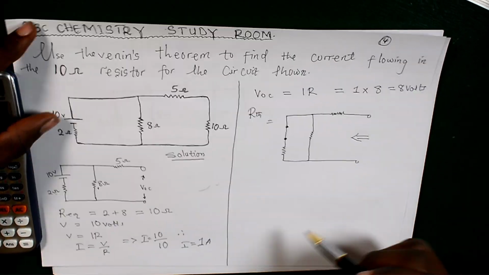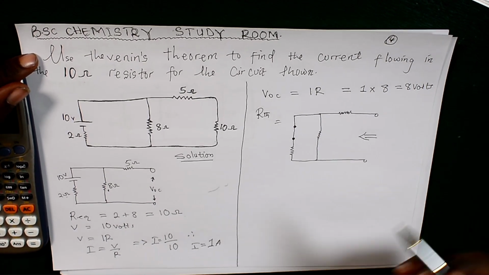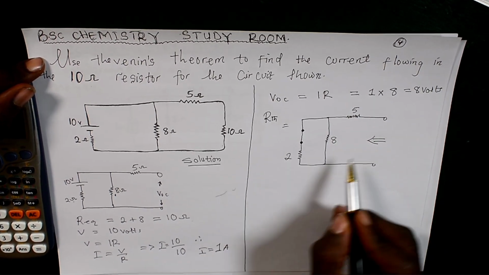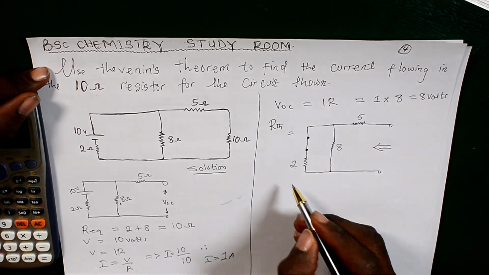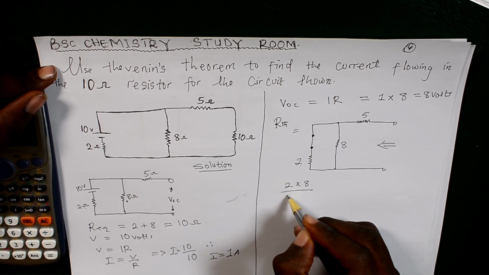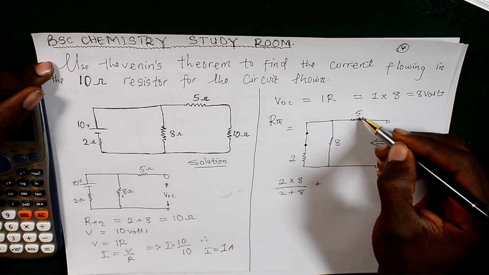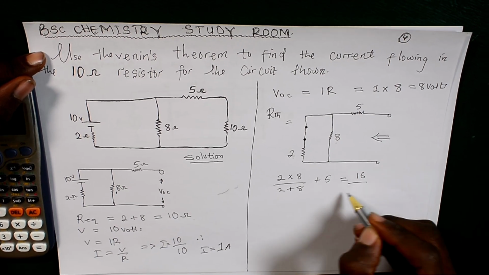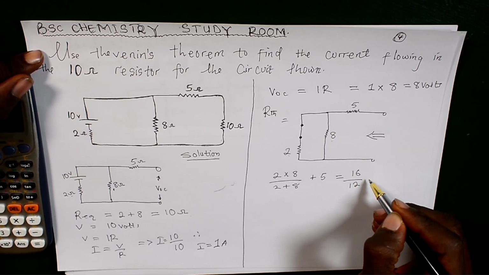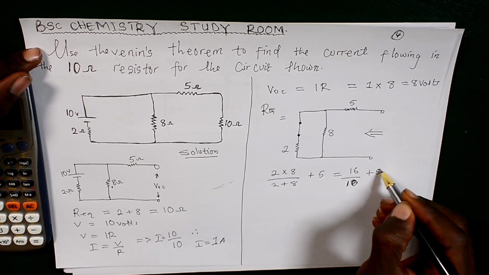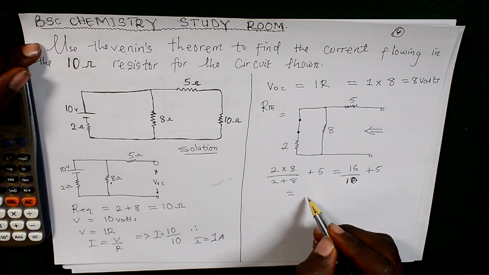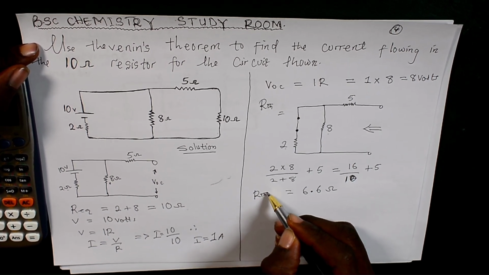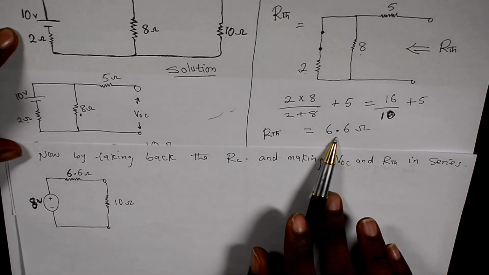so we can find our R Thevenin's looking inside the circuit. This is 2, this is 8, and this is 5 ohms resistor. So when we look inside, these 2 and 8 are in parallel. Then 2 times 8 all over 2 plus 8, then plus the 5 ohms resistor in series, plus 5, which gives us 16 (2 times 8) all over 10 (2 plus 8), then plus 5, which gives us 6.6 ohms. So now this is the R Thevenin's.